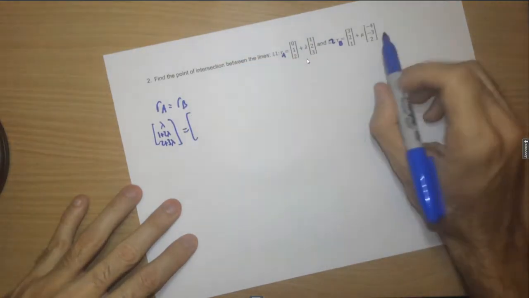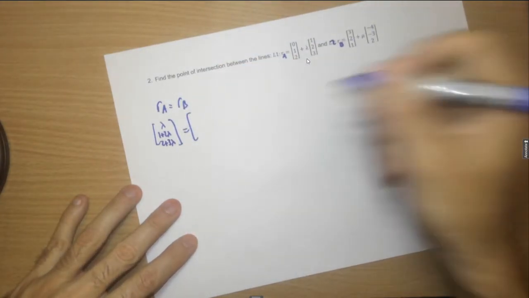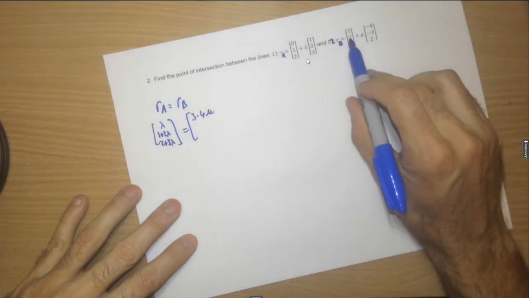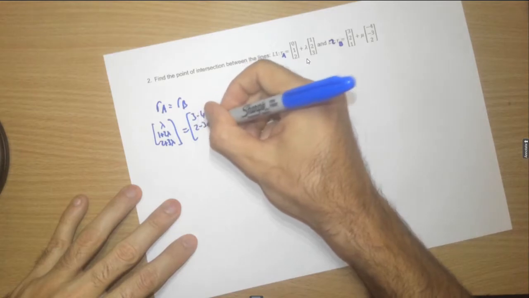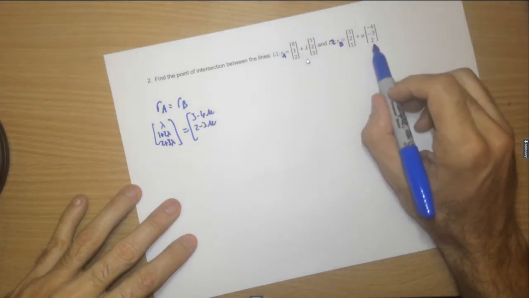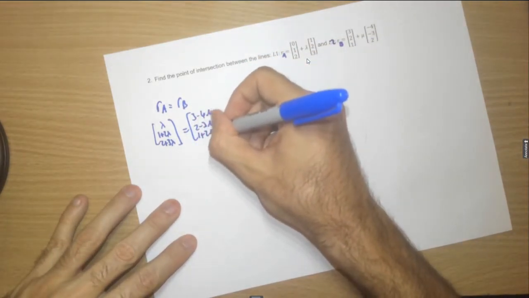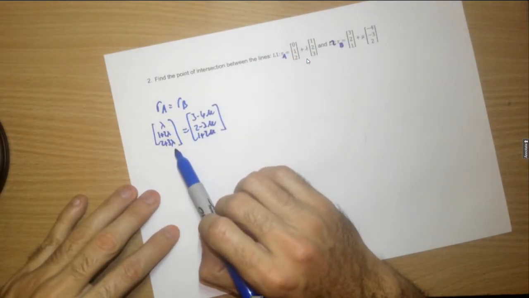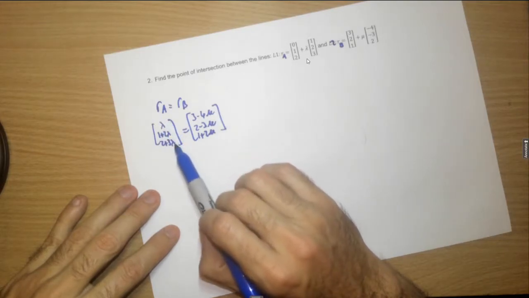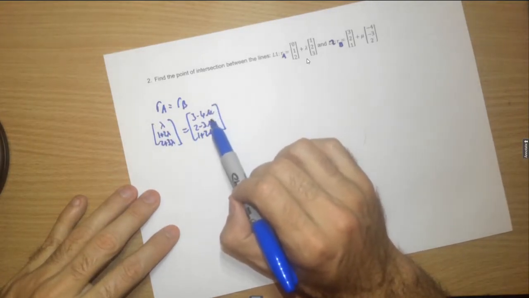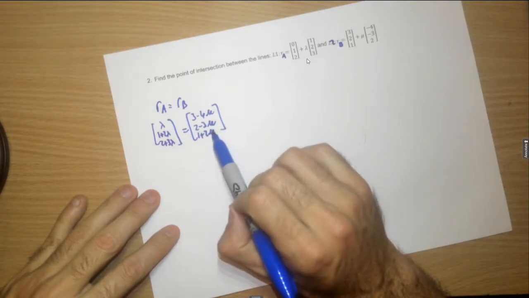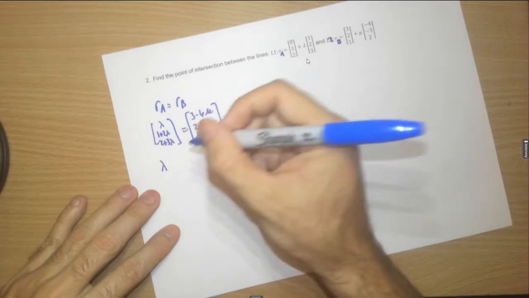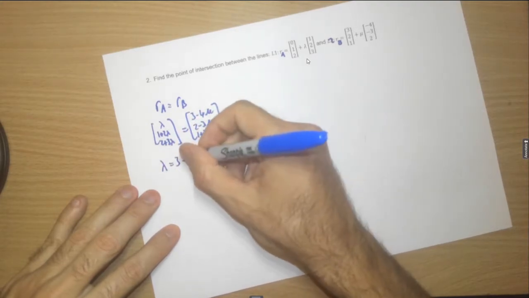And that's got to equal this equation over here, which is 3 take 4 mu, 2 take 3 mu, and then 1 plus 2 mu. And again, we need the x, y's, and z's to all cross for the exact same value of lambda and the exact same value of mu. But the lambdas don't necessarily have to equal the mu's. So again, we're just going to equate the x terms.